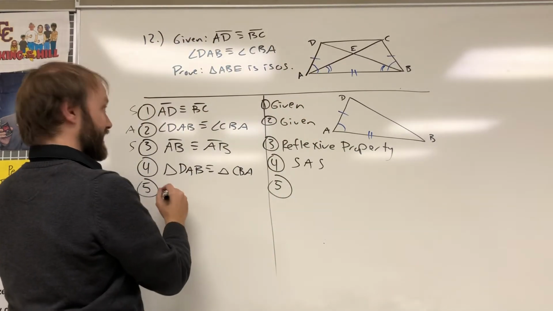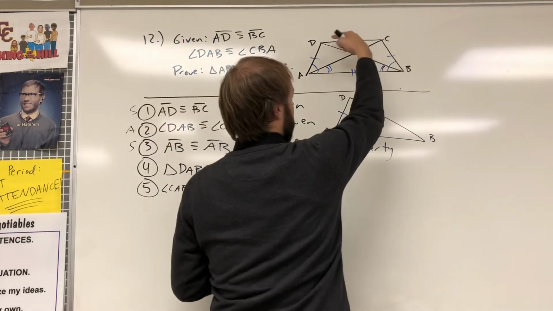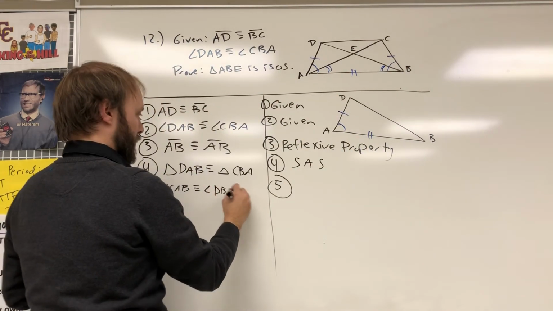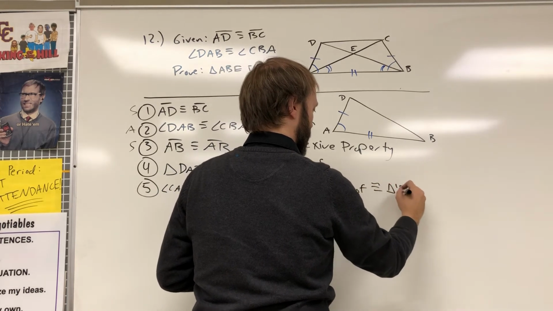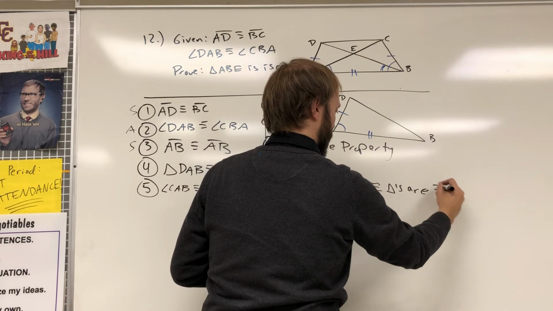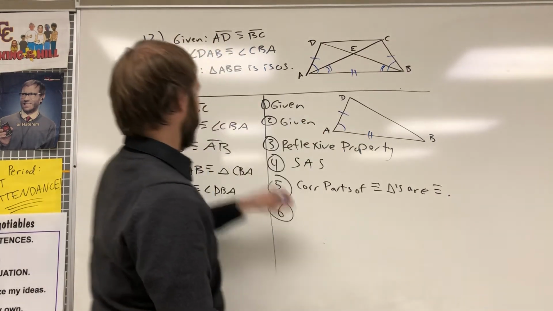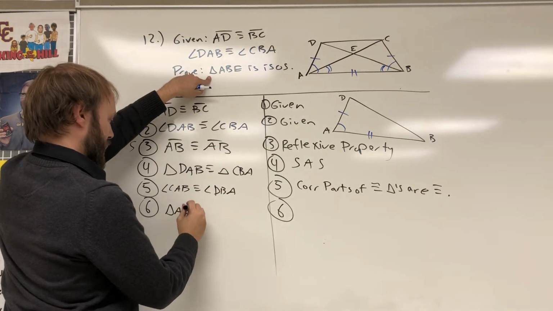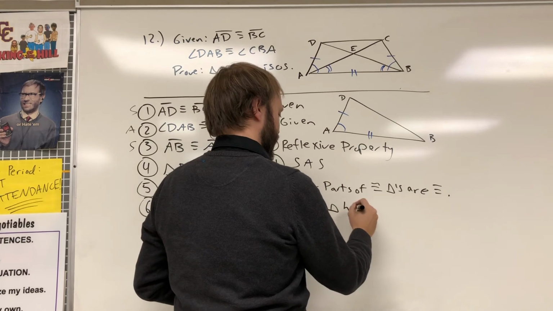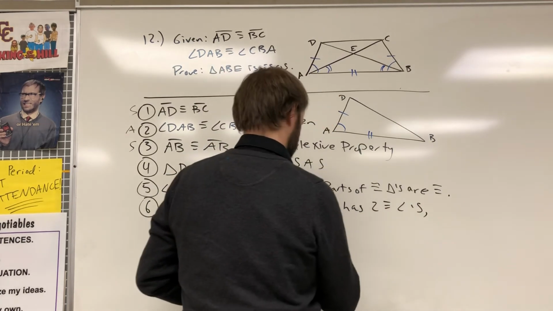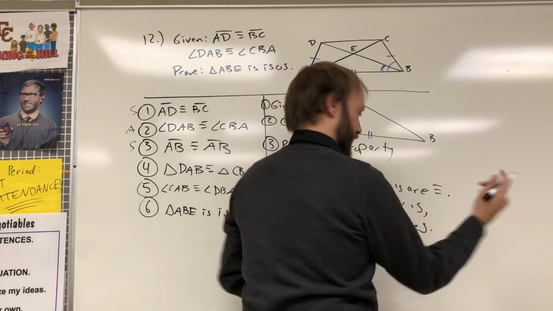So all I need to say is that angle CAB is congruent to angle DBA, because corresponding parts of congruent triangles are congruent. And that gives me a triangle with two congruent angles. So triangle ABE is isosceles because if a triangle has two congruent angles, then it is isosceles. And that's all we have to do.